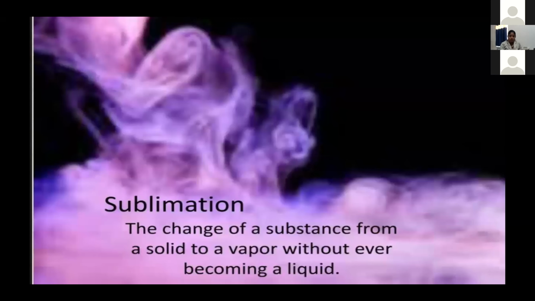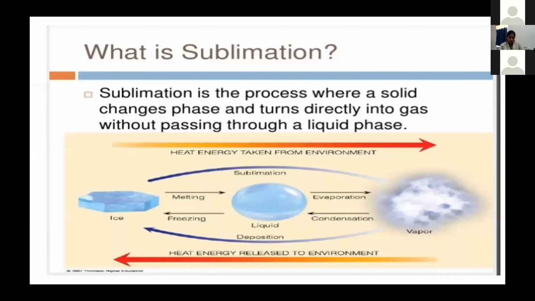And now, sublimation. What is sublimation? The change of a substance from a solid to a vapor without ever becoming a liquid is sublimation. That is the direct change. There is no middle state like liquid. Sublimation is the process where a solid changes phase and turns directly into gas without passing through a liquid phase. As in the figure, you can see that dry ice, without melting into liquid, is directly converted into vapor.